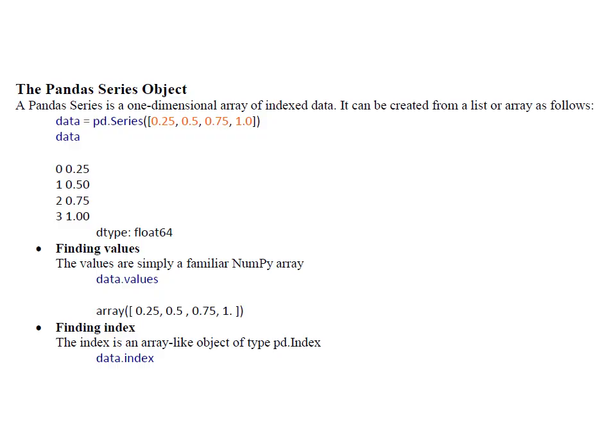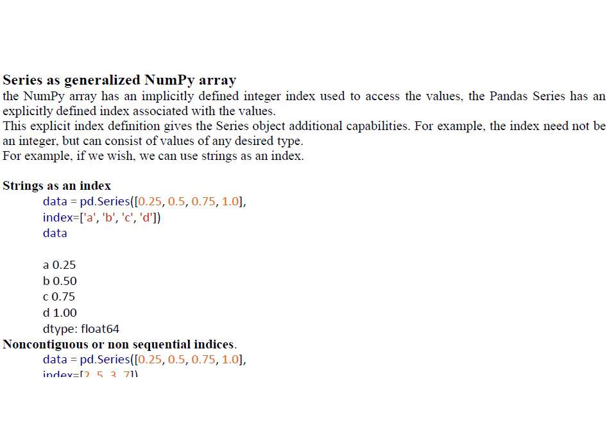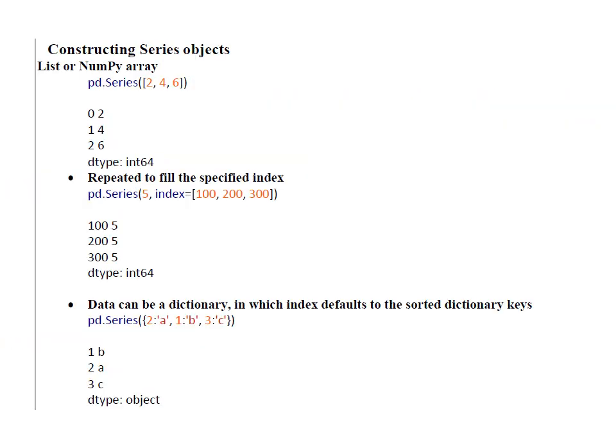So here, see if we have data type float64. Finding the values in series: data values are displayed in the form of data index. So series are generalized NumPy arrays with index values. For A, B, C, D, we have each index value: A for 0.25, B for 0.5, C for 0.75, and D for 1.00. So this is the way we construct series objects with pd.Series and a specified index.